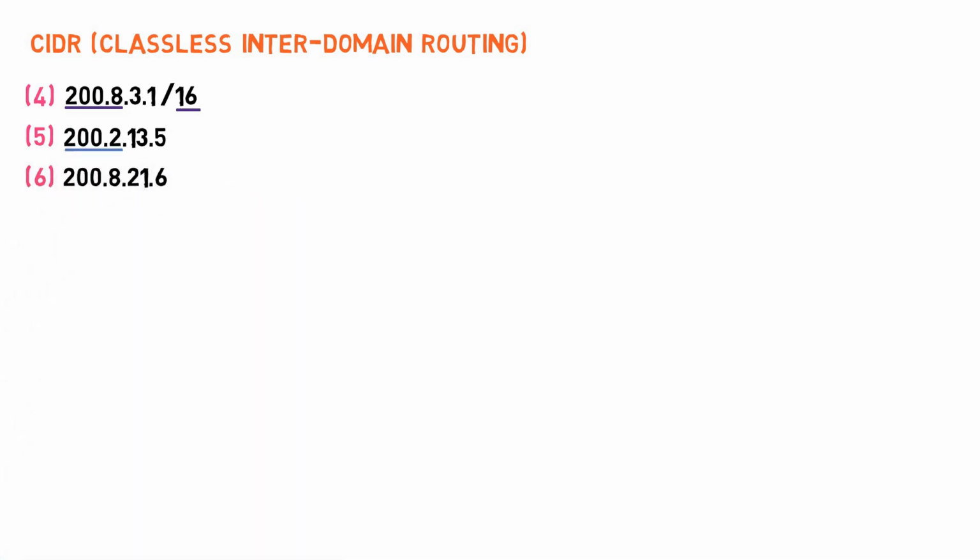Given this address prefix of 16 bits, or 2 bytes, which of these addresses belong to the same network as address 4? Address 5 does not belong to this network, as its first 16 bits, 200.2, are different from the first 16 bits of address number 4. Address 6, however, does belong to the same network as that of address 4.